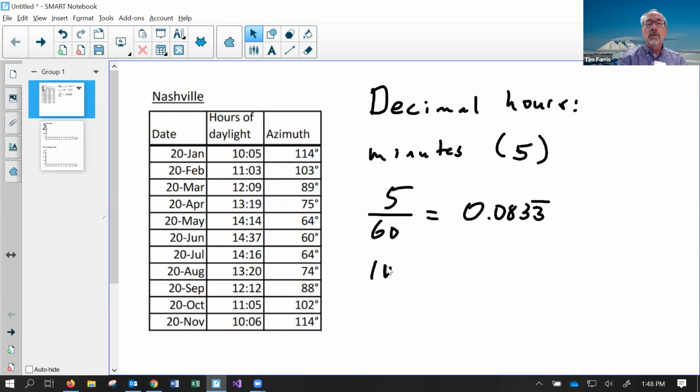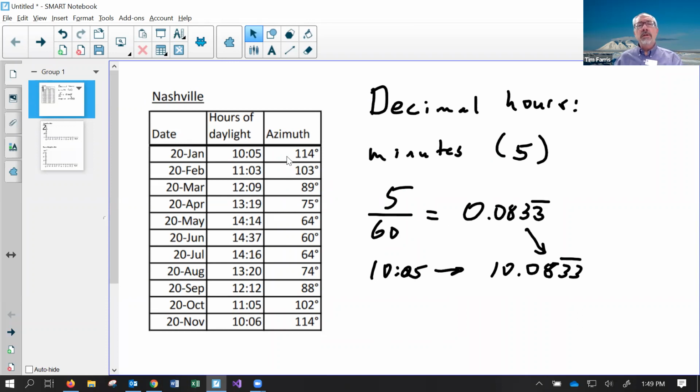And so 10 hours and 5 minutes is equal to 10.0833 hours. And so that's where we're getting that 0.0833. So you do the same thing with 11:03. You'll take that 3 and divide it by 60. That'll give you 0.05, and then add that to 11. So you have 11.05, and on with all the others that you have down here.